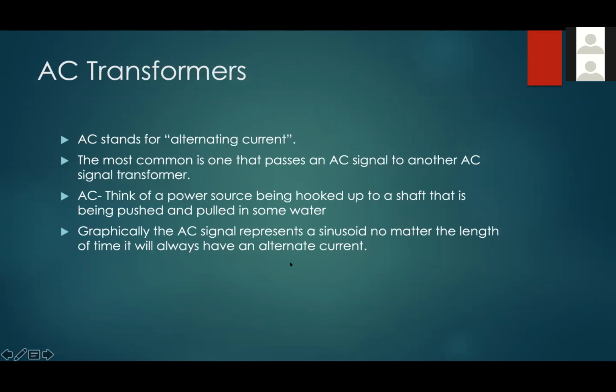So one type of transformer is the AC transformer, which stands for alternating current. And this is the most common one. Basically it passes AC signals to other AC signal transformers. If you think about it, think of it like a power source being hooked up to a shaft that is being pushed and pulled through some water. When it's being pushed, more water goes through than when it is being pulled. And it's just going back and forth, up and down, or side to side, whatever you have. And graphically, the signal represents a sinusoid. No matter the length of time, it would always have that alternating current up and down for that specific time.